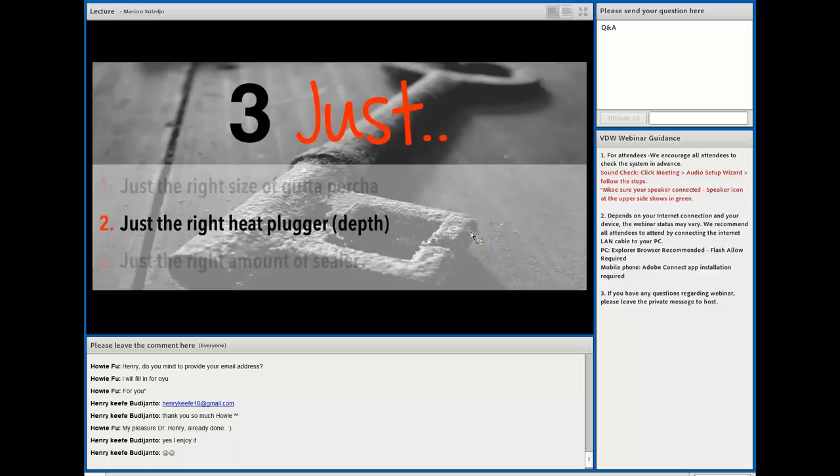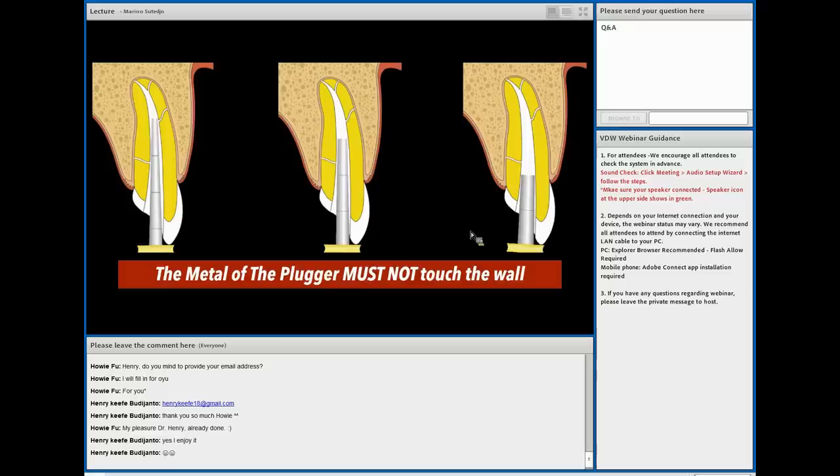And also we need just the right heat plugger, or I mean the depth. We need to understand that when we want to insert our heat plugger, we need to find a plugger in which the metal does not touch the wall. For example, we need to find a plugger like this in this condition. It is not touching the wall.